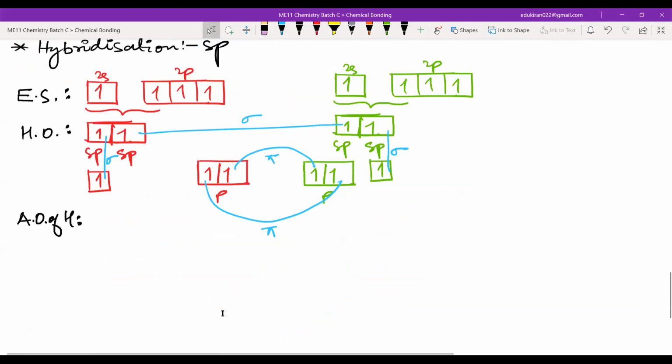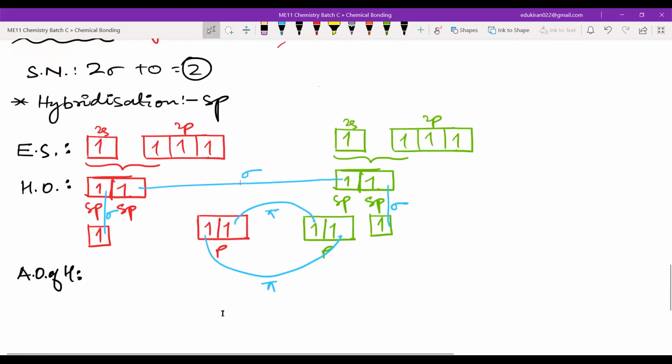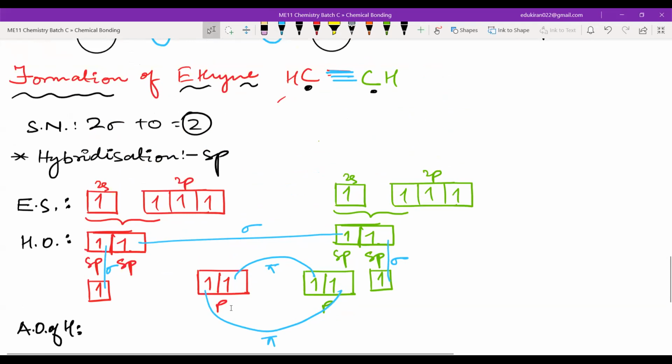Now can I start making the diagram here? Okay, please write this down. Let me know if you're done.